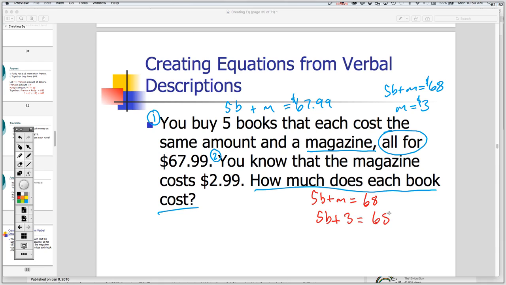65. Okay, Rami? Yeah, 5b. What do you do now? Divide by what? 5. So b is equal to? I didn't even do it yet. All right, so that would be, yeah, you got it, 13. So you have 13 books and 1 magazine for $68. And for the magazine, you knew it was only 1 because the second equation tells you only bought 1.